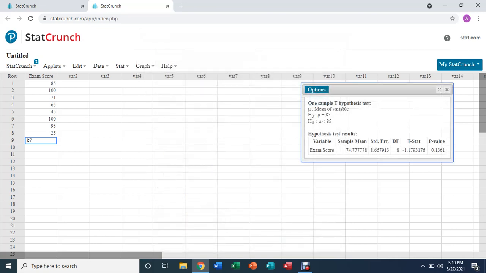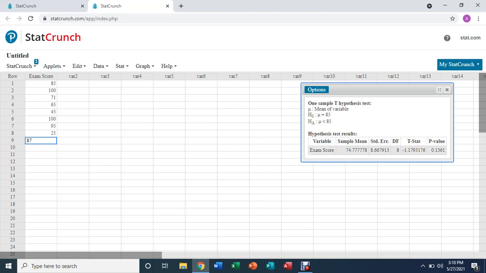So now the test statistic is right here. It's negative 1.179 and the p-value is 0.361. That means the p-value is high. So we're going to fail to reject the null and conclude that the mean score of the exam is 85%.